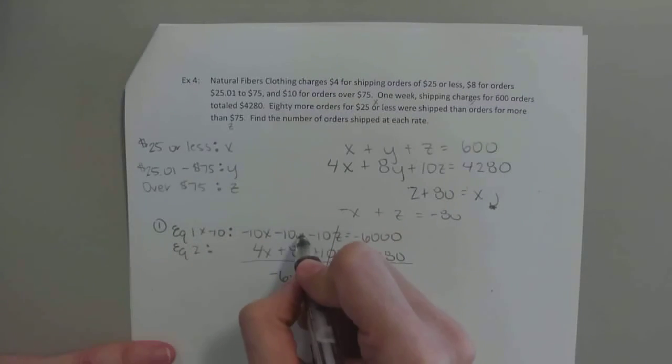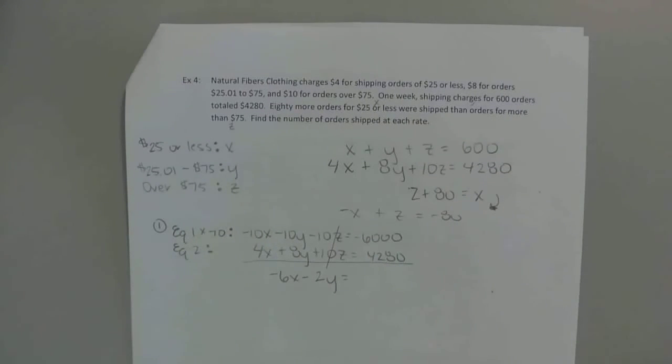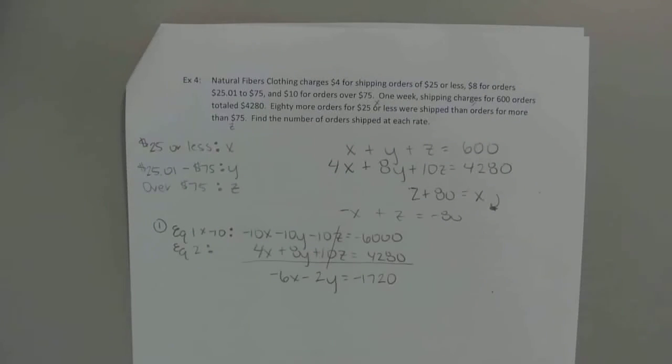That's what we decided. Negative 10x plus 4x gives you a negative 6x. Negative 10 plus 8 gives you a negative 2y. And these together, negative 6,000, somebody double check my work, plus 4280 gets us negative 1720.